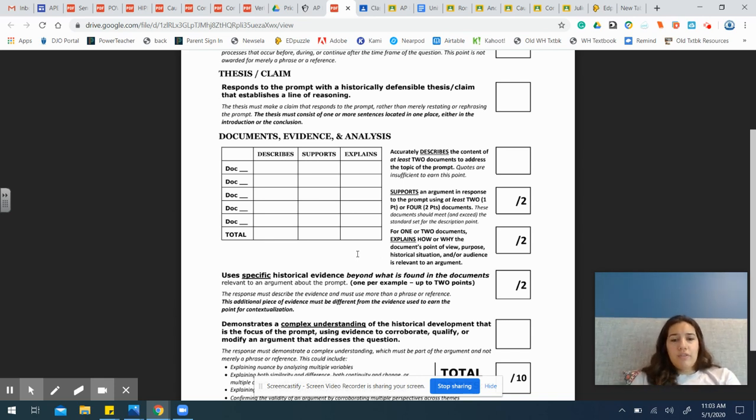So specific historical evidence beyond what is found in the documents. So you'll use the documents to help you place what's going on in the time period, but then you should also bring in outside information surrounding the document time periods in order to get this point, okay?